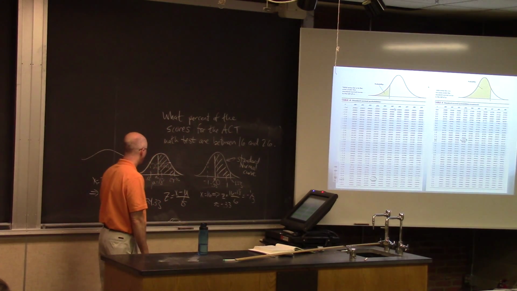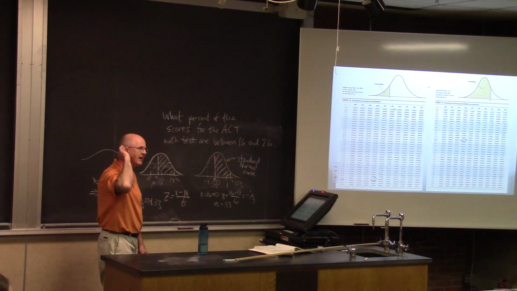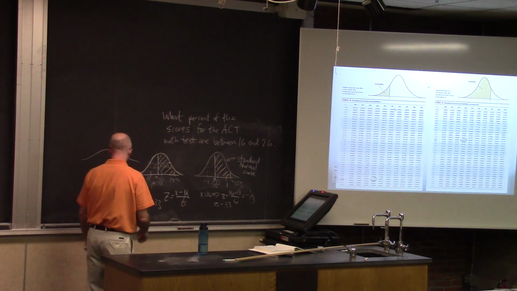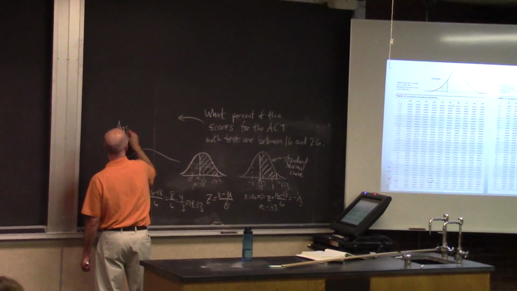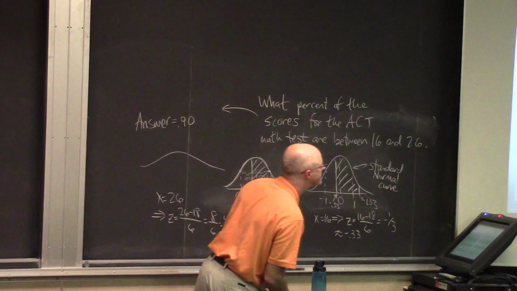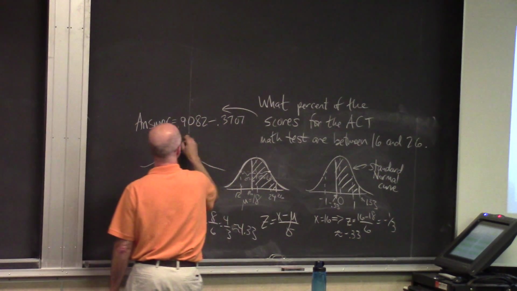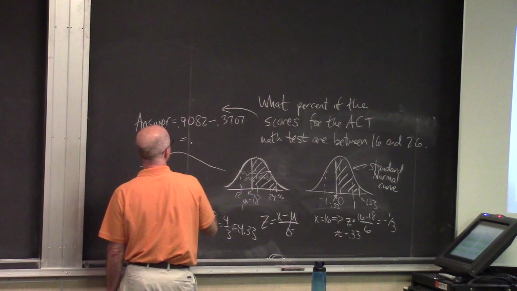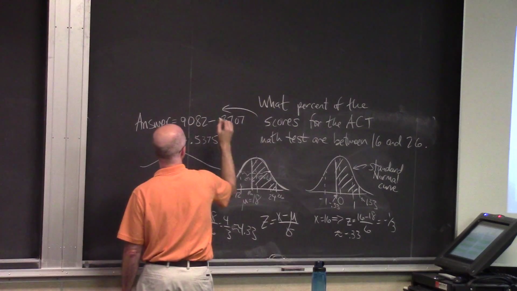So, what should we do to use those numbers to find the answer? Subtract them. The answer for the percentage as a decimal is 0.9082 minus 0.3707. I'll try to do that in my head. 0.5375. Somebody double check that? Yeah.